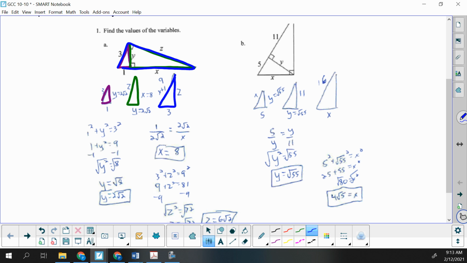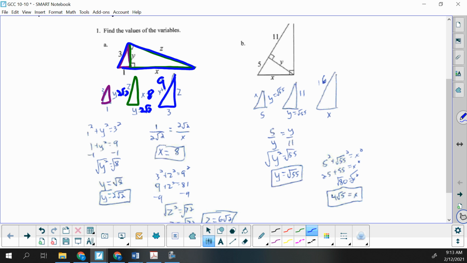Well, in the purple triangle, we had 2 of the 3 sides, so we could just do Pythagorean theorem and get either square root of 8 or 2 square root of 2. So once you have that 2 square root of 2, you could label that all the places that you had y. Well, now we can use the purple triangle and the green triangle to find x. So 1 over 2 square root of 2 is equal to 2 square root of 2 over the x. Cross multiply and solve, you get x is 8. So now we know this is 8. 8 plus 1 is 9.